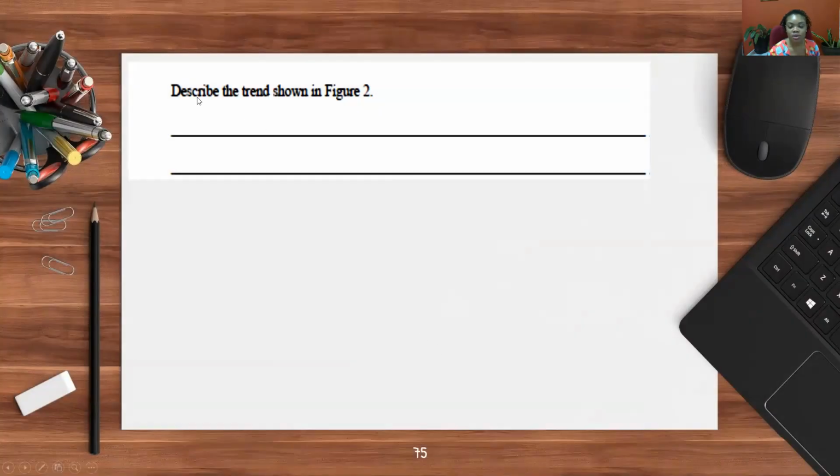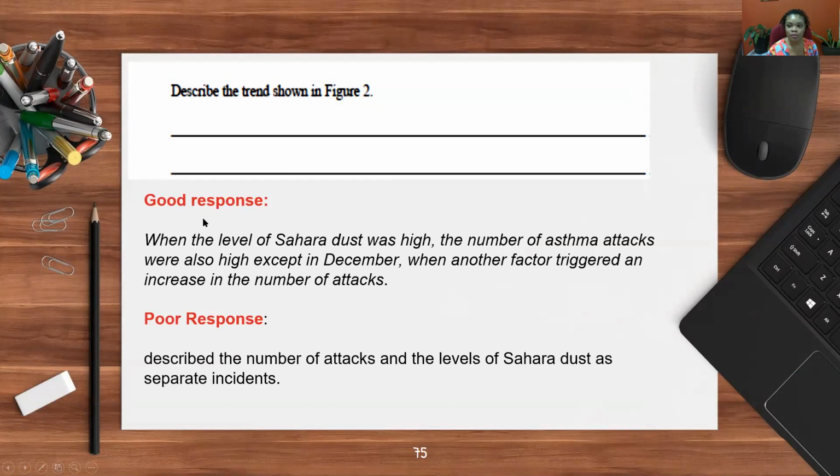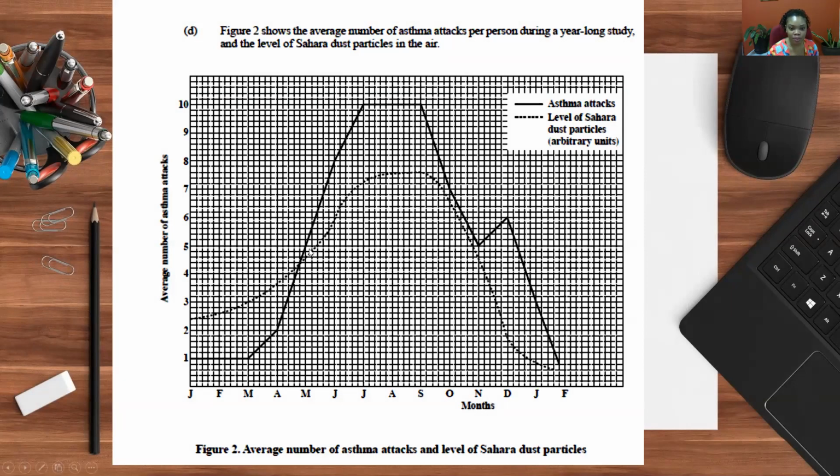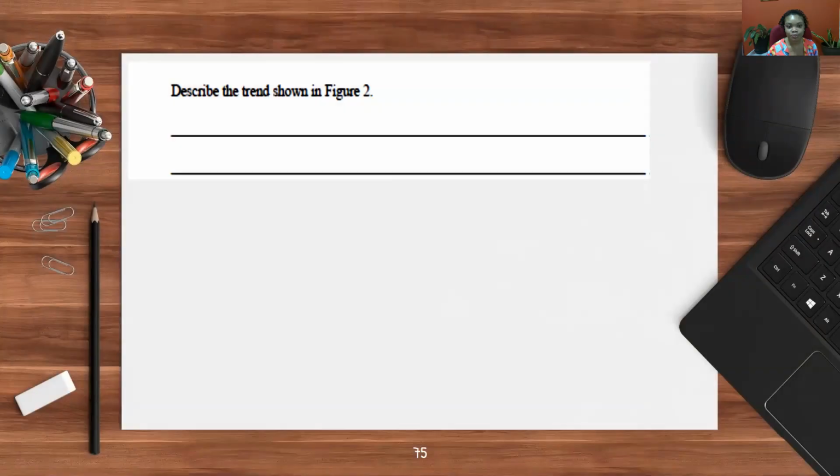So you're to describe the trend seen in figure 2. A good response is that when the level of the Sahara dust was high, the number of asthma attacks were also high, except in December, when another factor may have triggered an increase in the number of attacks. So we can clearly see that both of them are going up, right? And they both come down, but then there's a spike here in December. So there must be another factor that is causing this. This factor could be something else, could be the weather, could be a number of things.